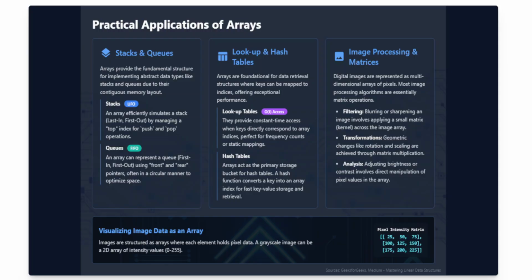Digital image processing relies heavily on arrays, representing images as multi-dimensional pixel matrices. Common operations like filtering apply kernels across image arrays, while geometric transformations use matrix multiplication. Each pixel's intensity value occupies an array element, making brightness and contrast adjustments straightforward mathematical operations on array data.